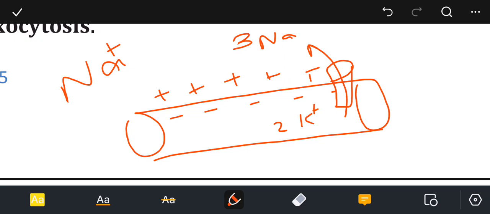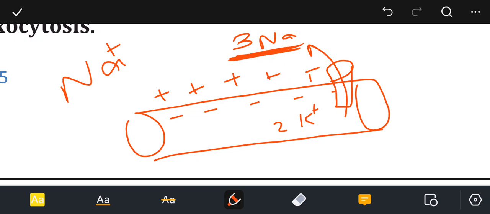So now here you can see that there are more positive ions outside in comparison to inside. This makes the inside less positive, which we can say negative, right? So the inside of the cell is less positive in comparison to the outside. So this is the concept of charges, and charges are not evenly distributed.